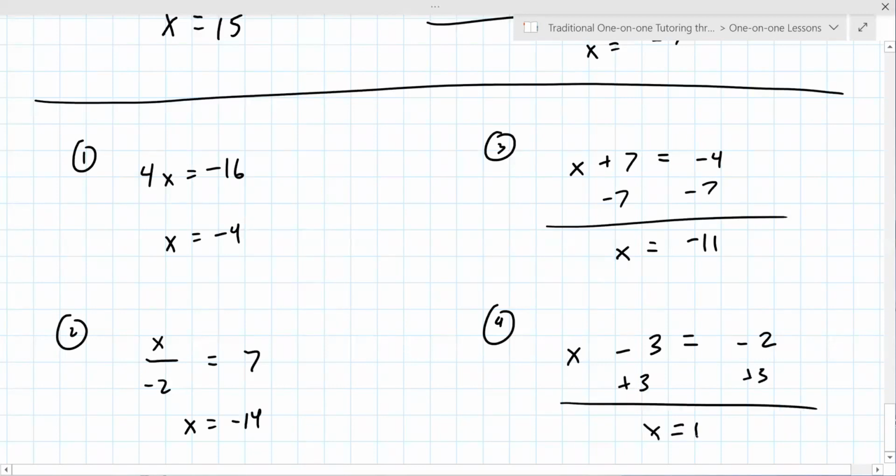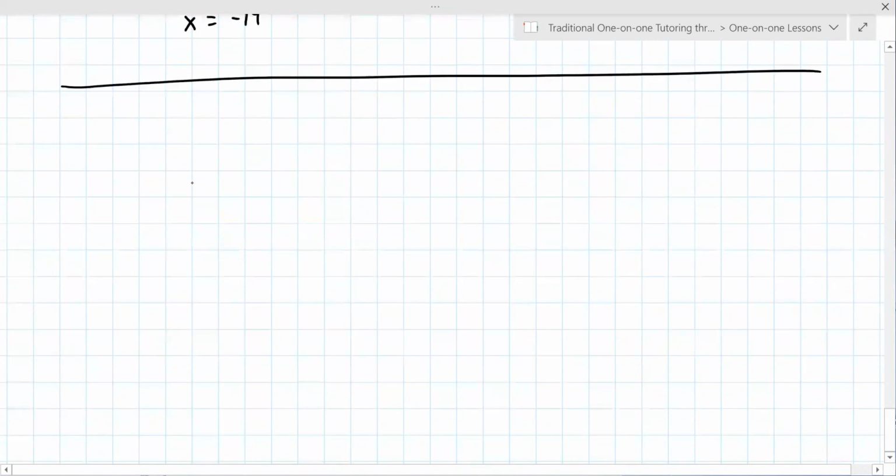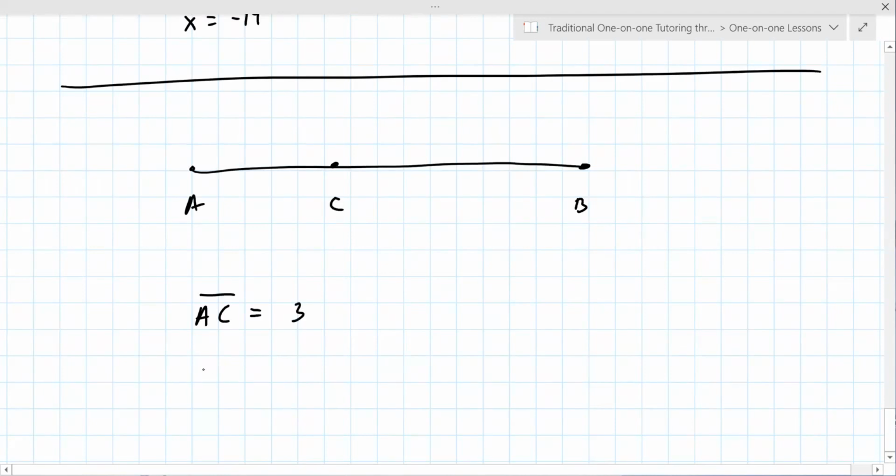I would love to say that one-step equations are going to be all over the place in geometry, but they're not. But let's do a few of those. So let's say I give you a line segment here, A to B, and here's C. And let's say I tell you that AC equals 3, CB equals X, and AB equals 12. Can you determine the value of X?